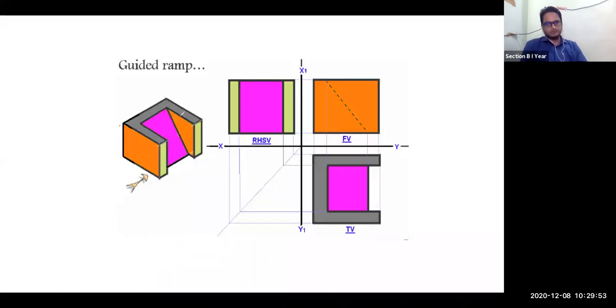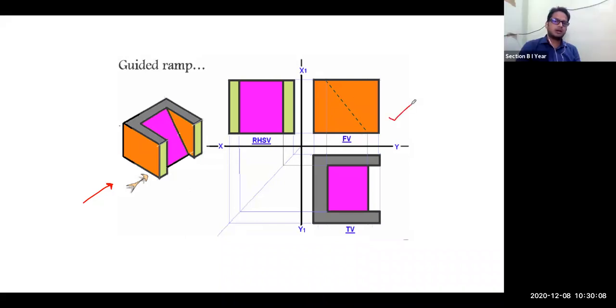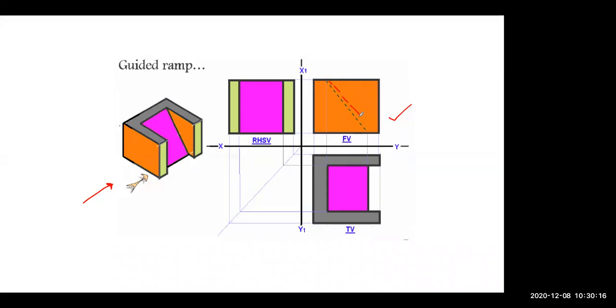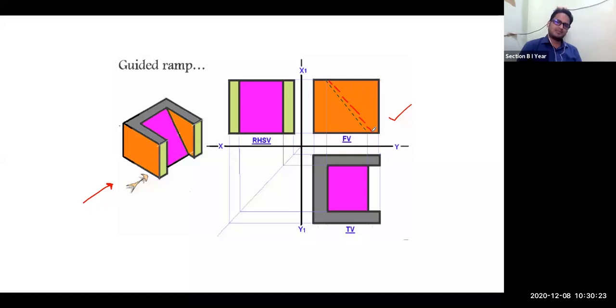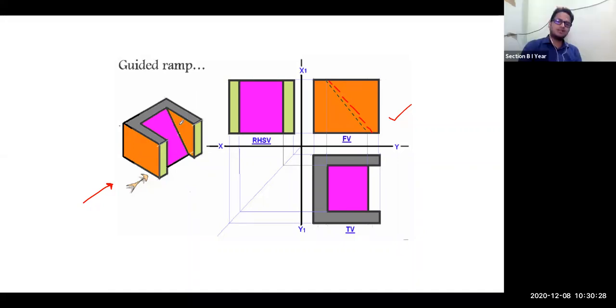Now for this one, if the observer is looking from this side, which color are you able to see? Orange. This is your front view. So you are able to see that orange color, but why is this dash line coming here? To represent the slope. Behind there is a slope, one more orange face you can see here.